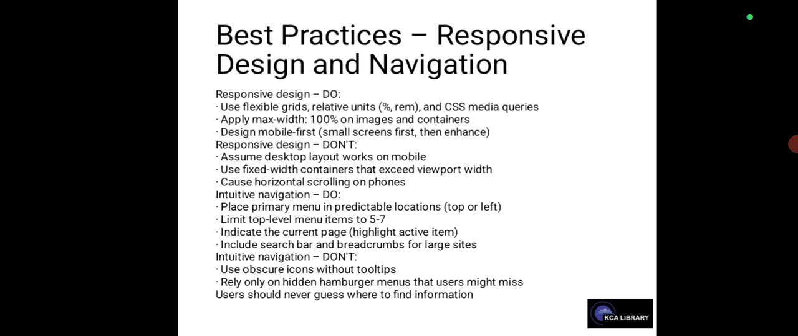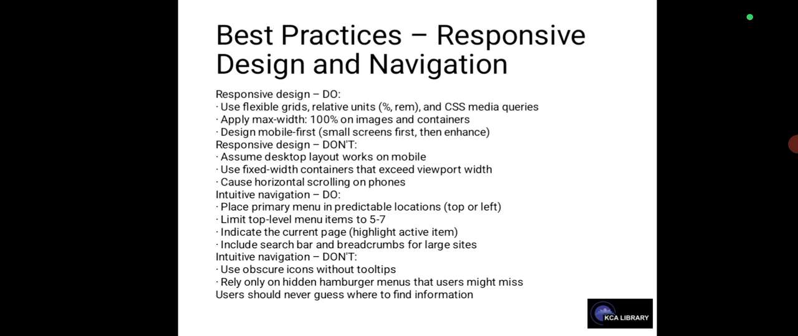So do use max-width 100% on images and containers. But don't assume desktop layout works on mobile. Avoid horizontal scrolling, okay? So your focus should be mobile first, small screens first. Then after that, you can move to bigger or larger screens. Then do not assume desktop layouts can also work on mobile, okay?